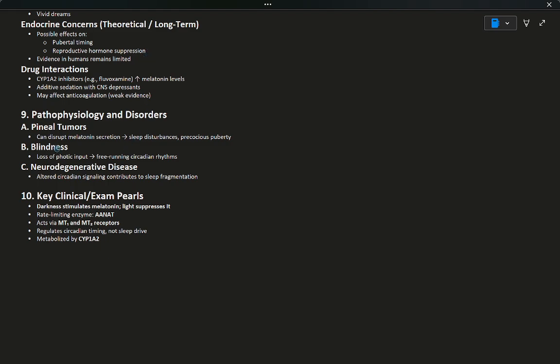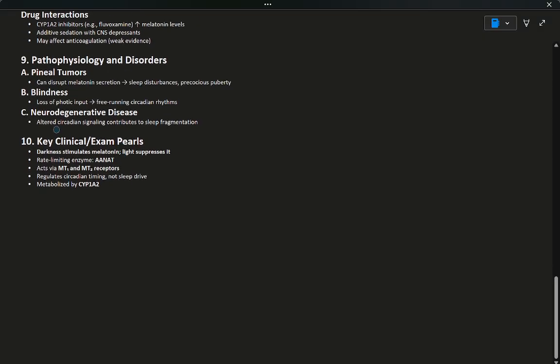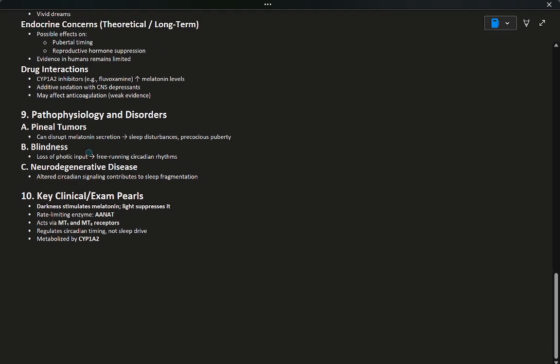It can also be related to blindness. So, with loss of photic input due to blindness, this can lead to free-running circadian rhythms. And then, regarding neurodegenerative disease, any altered circadian signaling can contribute to sleep fragmentation. And that's why balance in the melatonin hormone is important.